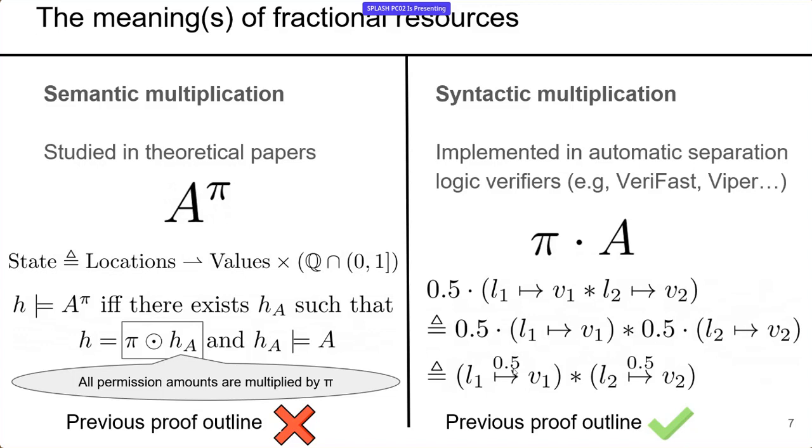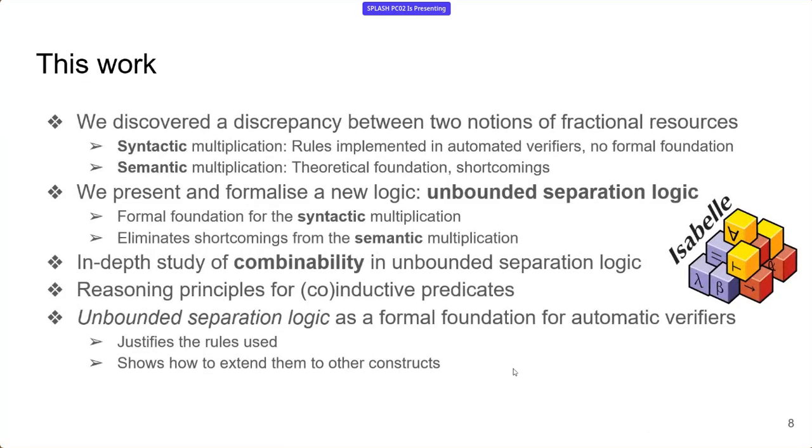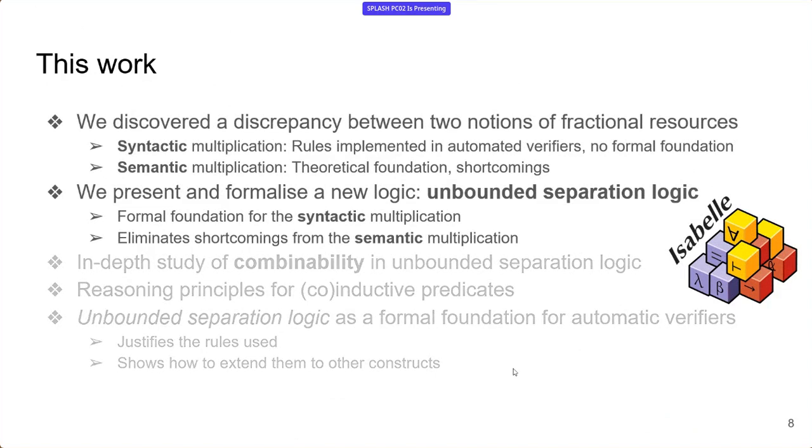So this is something for which we would like to have a theoretical foundation, which brings me to the contributions of this work. So there are these main 5 contributions, but for the rest of this talk, I'm only going to focus on the first 2. So in this work, we discovered this discrepancy between 2 notions of fractional resources that I will explain next. Between the syntactic multiplication, which is based on the rules that are actually implemented and used in practice in automated verifiers, but that lacked formal foundation, and the semantic multiplication that has a theoretical foundation, the definition I just showed you before, but has some shortcomings.